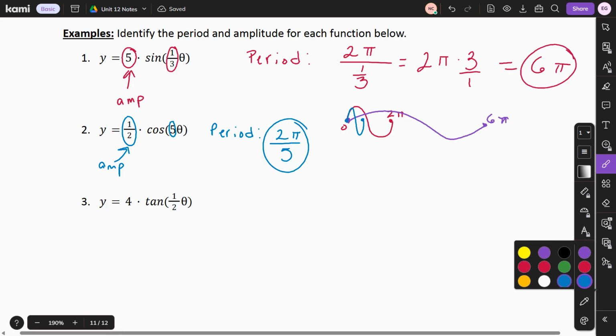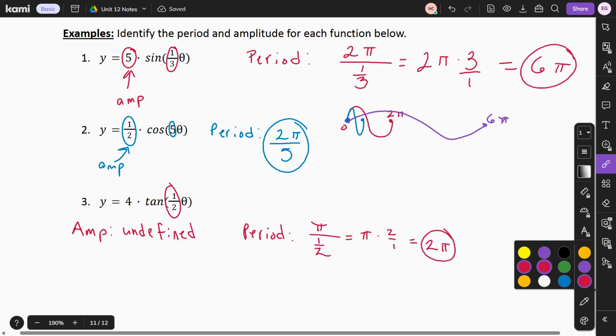Okay. Last example, we've got a tangent one here, so we don't need to worry about amplitude. Remember, the amplitude is always undefined. The period is normally pi, so we're going to take our original period of pi and divide it by this b value of 1/2. Again, if I'm dividing by a fraction, I'm really multiplying by the reciprocal. So this would be a period of 2 pi. And then if I wanted to find my asymptotes, I could use that formula as well.